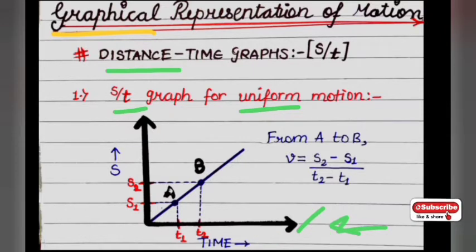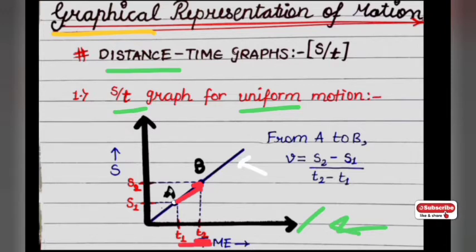What you can see here is that the line of the graph is a straight line. Point A and point B are the two positions, S1 and S2, of the object at two different times, T1 and T2. If we want to find the speed from A to B, we see that the distance covered goes from S1 to S2, and the time has increased from T1 to T2.